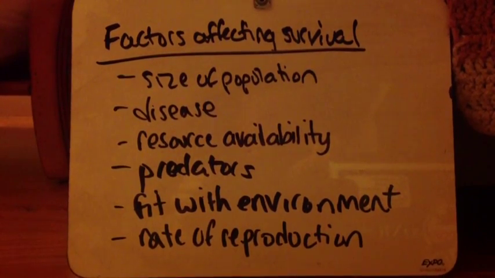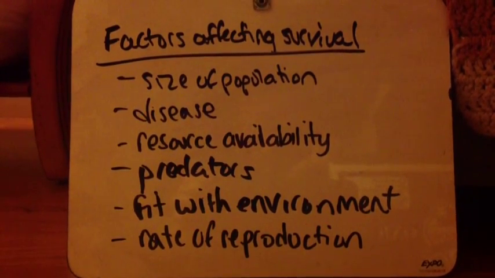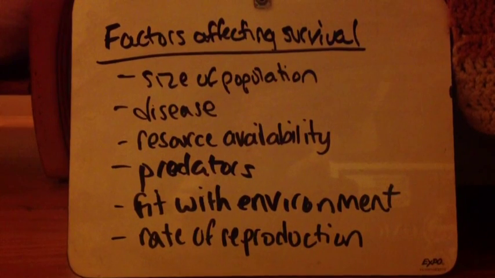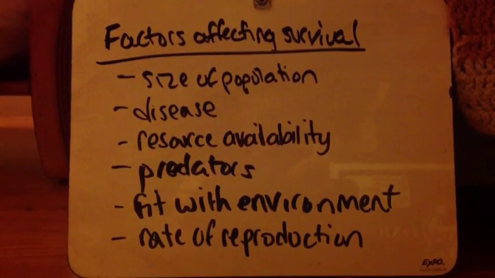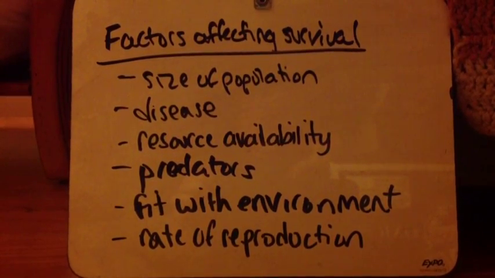So, for example, in Australia, the rabbits were able to take over completely and their populations exploded because there were no predators. The fit with the environment really matters, and we'll talk about that next semester in evolution, but I just want to plant the seed. The fit of the environment makes a huge difference whether or not something will survive. And lastly, the rate of reproduction. Bacteria have a huge rate of reproduction.